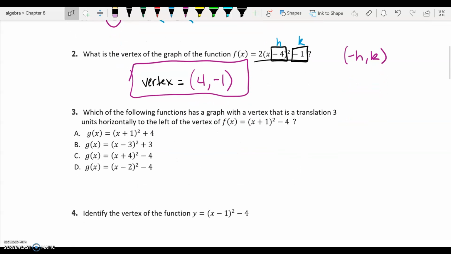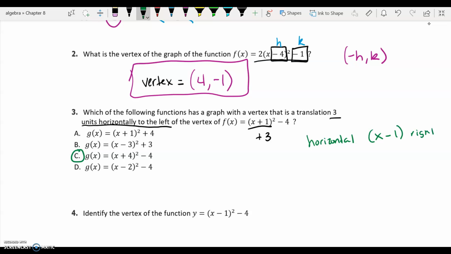Next one, number 3, says which of the following functions has a graph with a vertex that is a translation 3 units horizontally to the left of the vertex of f of x equals (x plus 1) squared minus 4. So if I'm going to move it 3 to the left, that's going to be inside parentheses, but I'm really going to be adding 3. So I'm going to take that plus 1 and add 3 to it. So that's going to be a plus 4. Nothing else is going to change. Remember, if it's horizontal, it's going to be inside. So x minus 1 would be right. x plus 1 would be left.